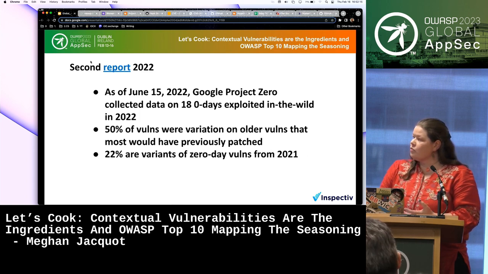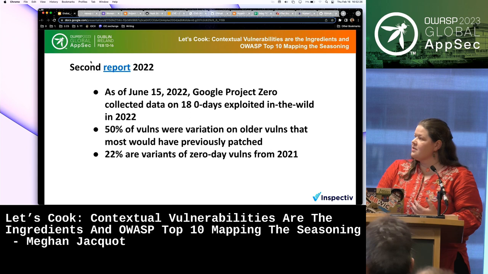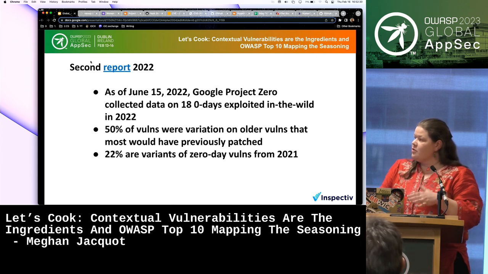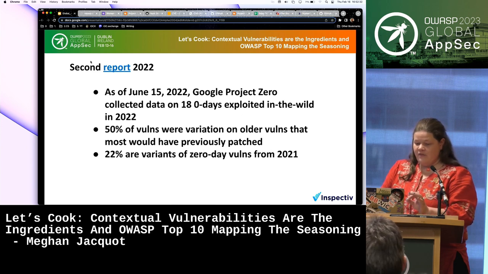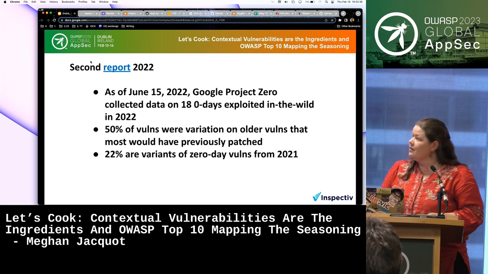So 22% are variants of previous vulnerabilities from 2021. And then 50% were older vulns that had previously been patched. So 22% were very, very recent. 50% were just like any time span. So that's quite a bit.